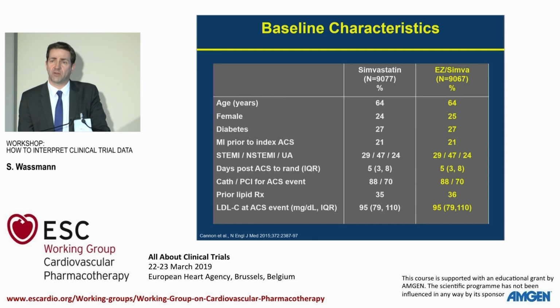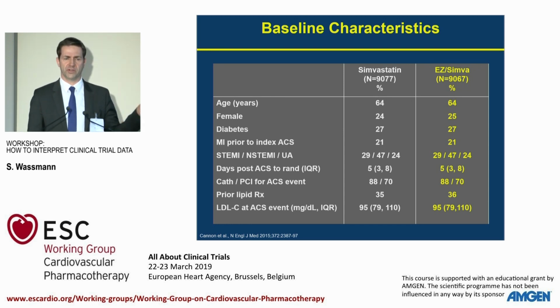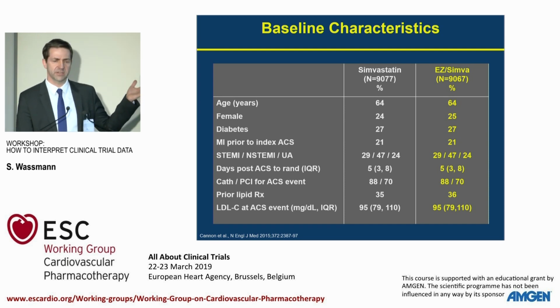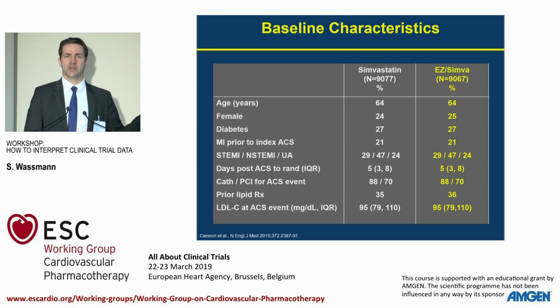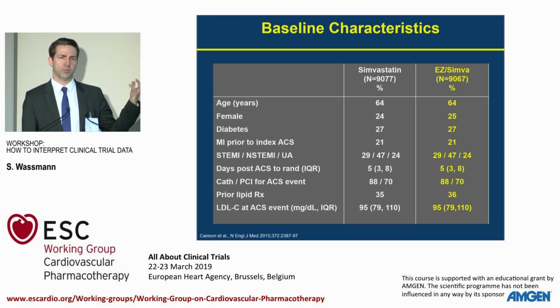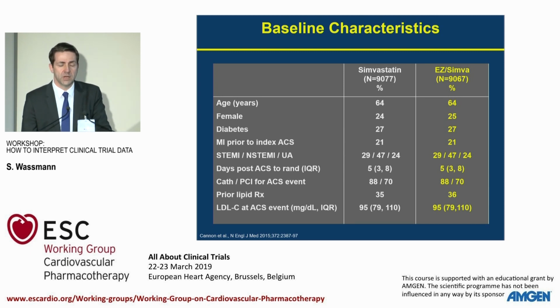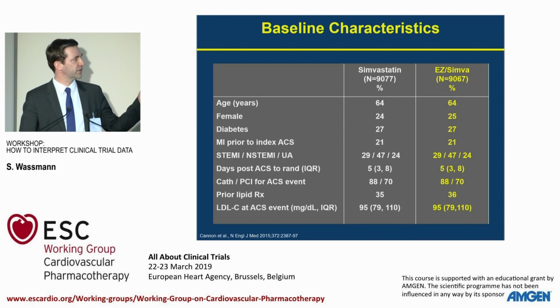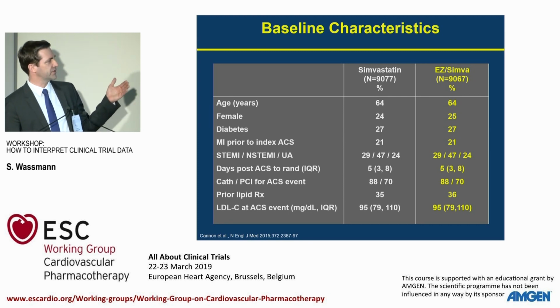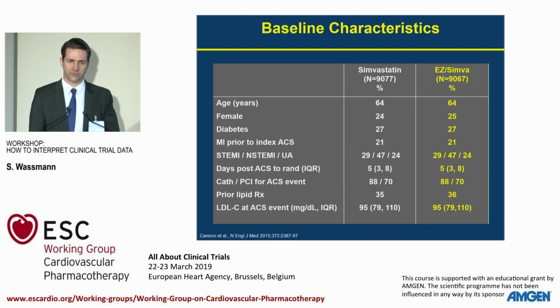Baseline characteristics, always important. Check these out because you want to know who was studied. A typical population: 64 years, a quarter up to a third female, almost a third diabetic. So that's pretty much representative of the trials that we know. You can see here what type of event made the patient come in. And then you see the LDL cholesterol, that's important. The trial started at 95 milligrams per deciliter as a starting LDL cholesterol.